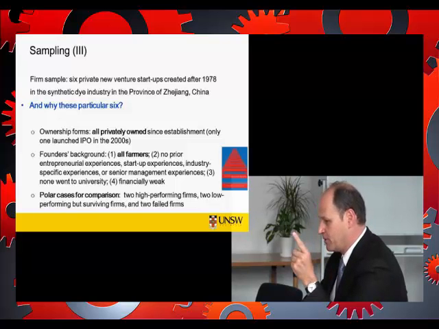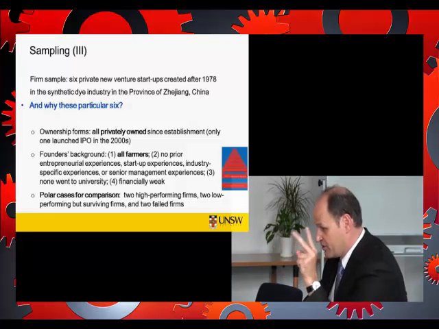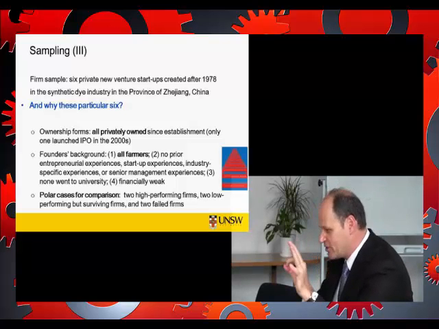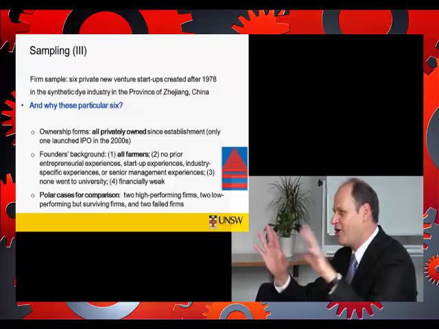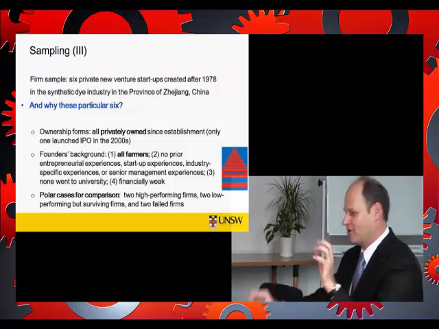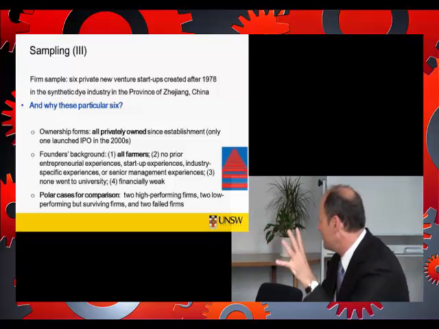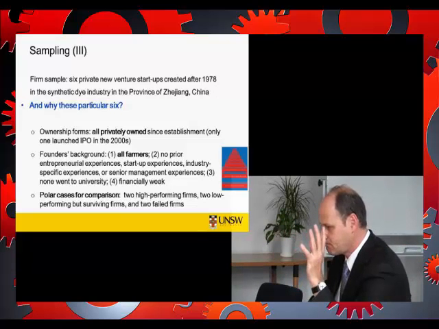No prior entrepreneurial experience. So they hadn't been entrepreneurs before. No industry-specific experience, no senior management experience, no one went to university, and they're financially weak. So they're all the same, and now we can actually focus on, well, what determines still that some of them did really well and did really poorly.